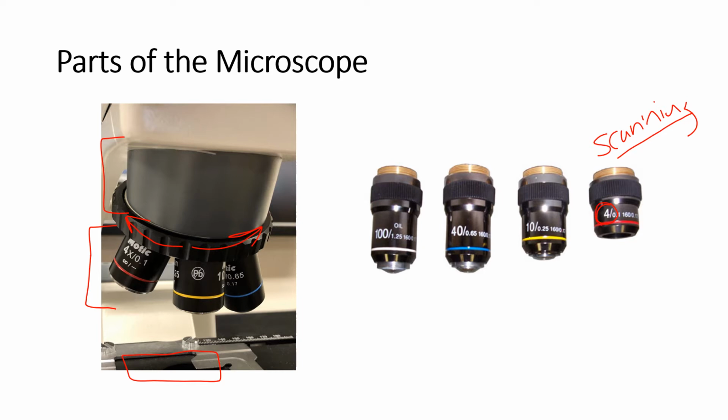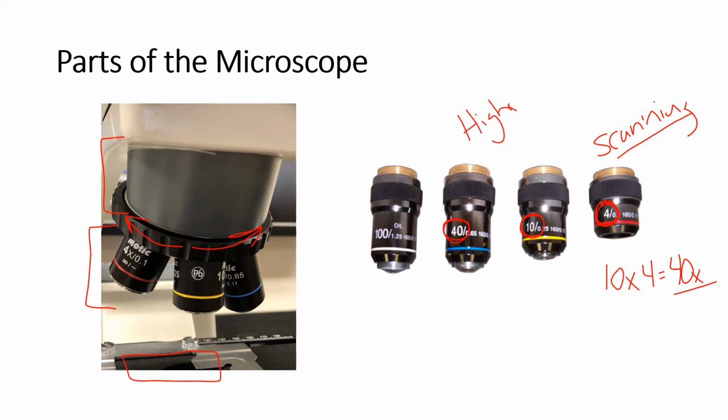So when you are using the 4 times objective, you're looking through the oculars, which magnify by 10 times, and you're using the 4 times objective, so you multiply by 4. So then your total magnification is 40 times. And we put a little X, meaning times. So when you're looking through the scanning objective, you are magnifying the objects 40 times. The next higher power is 10 times. So when you use the 10 times objective, your total magnification is 100 times. Then the next one magnifies by 40 times, and I often call this the high and dry.